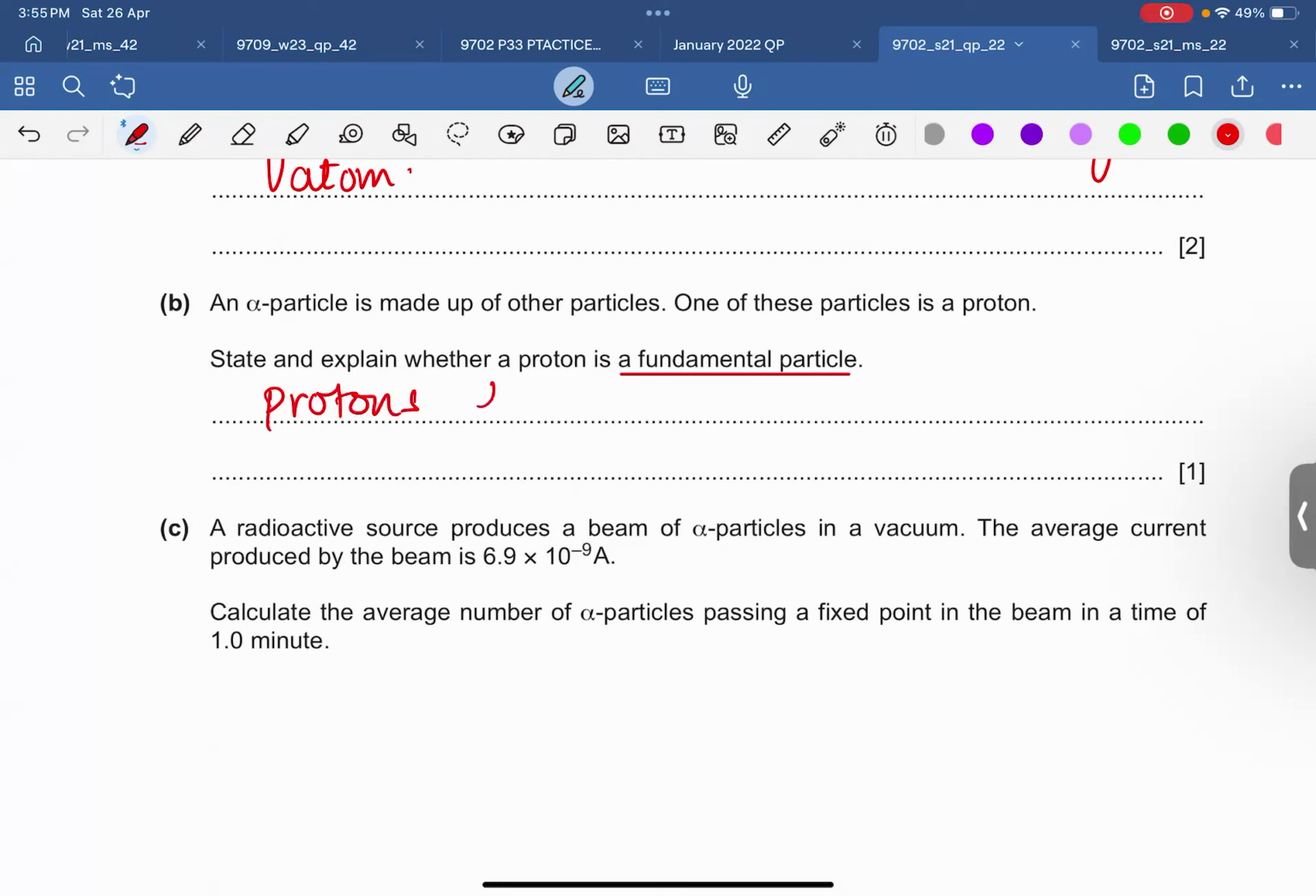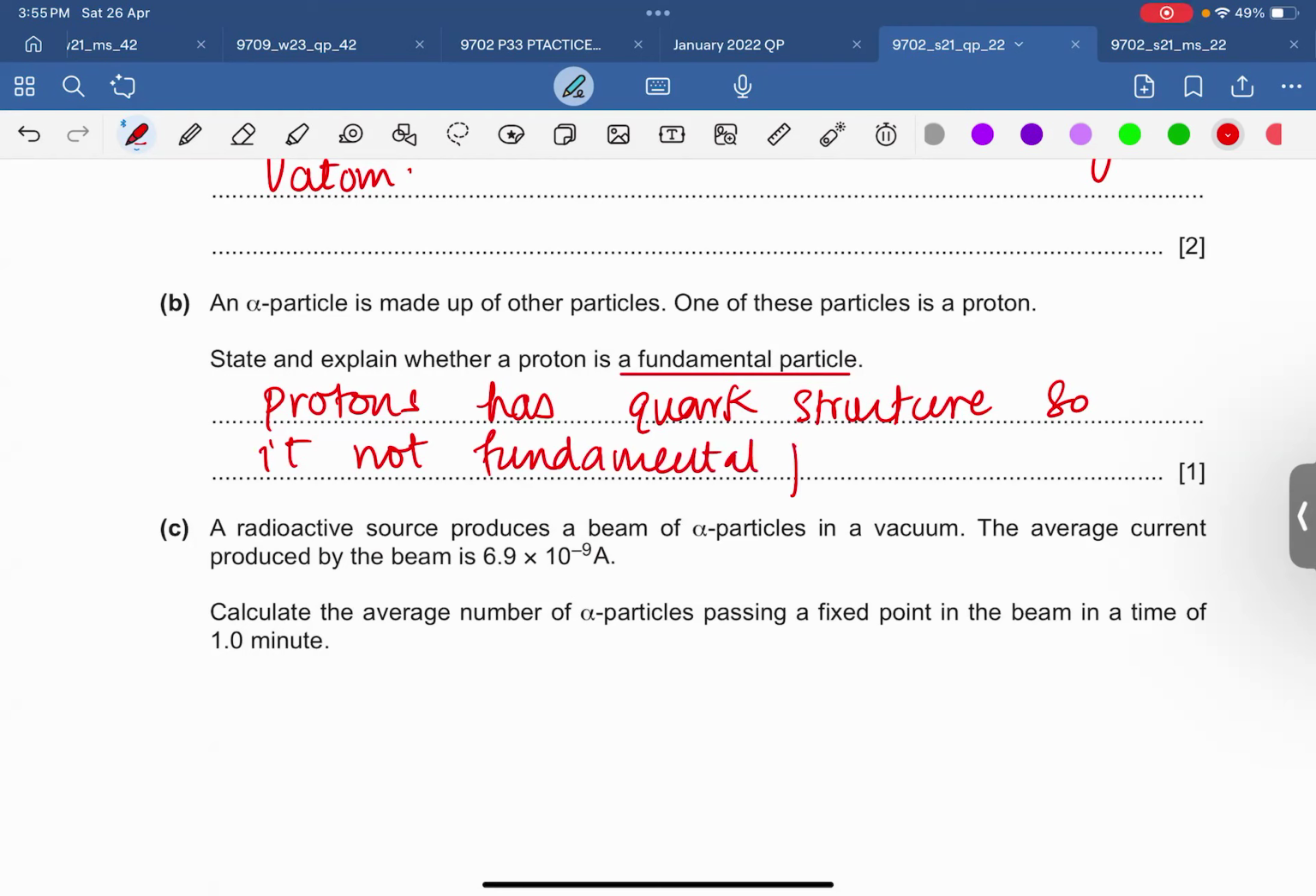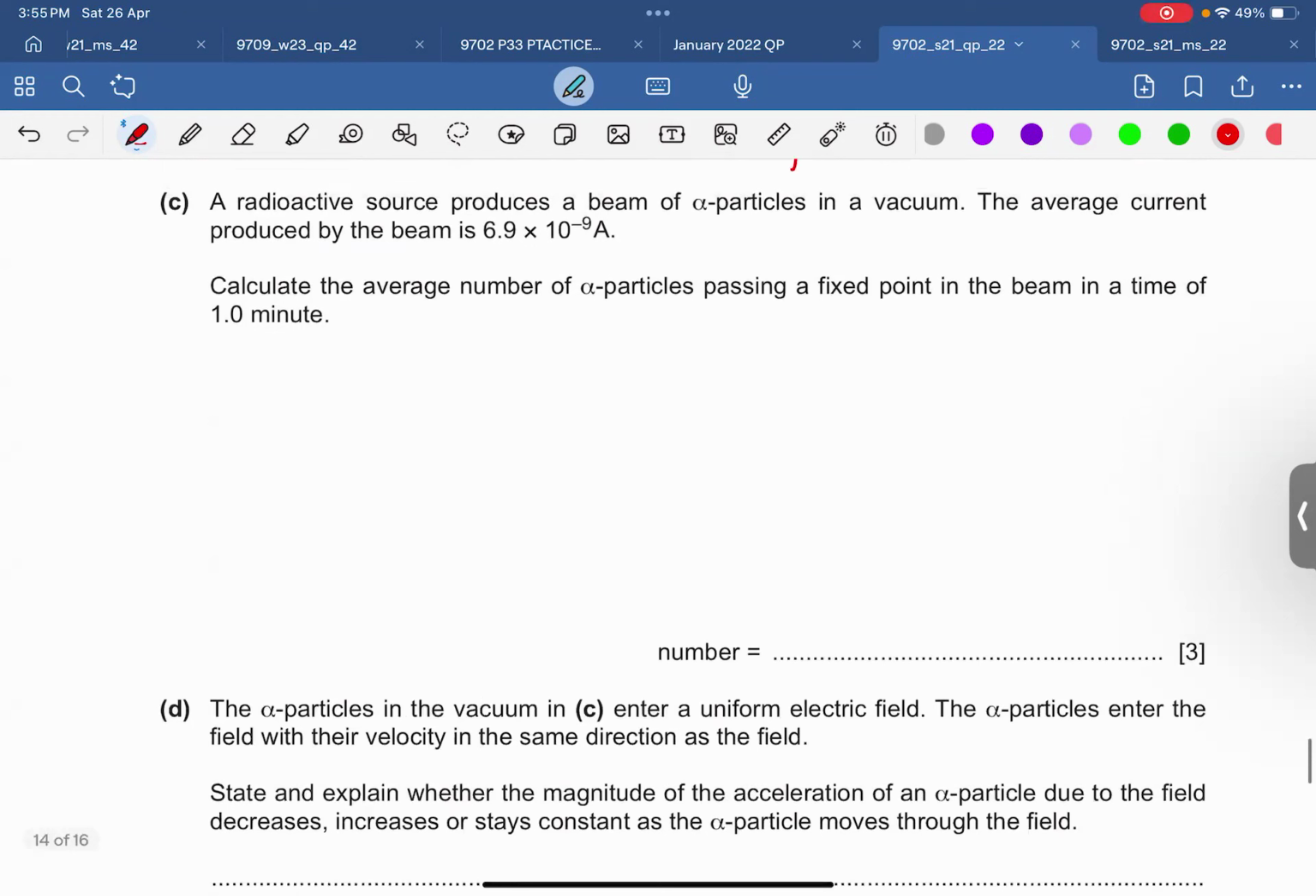Yes. Proton has quark structure, so it is not a fundamental particle.